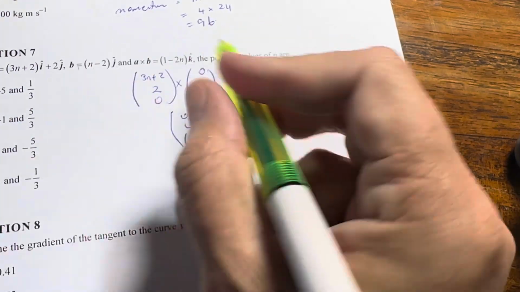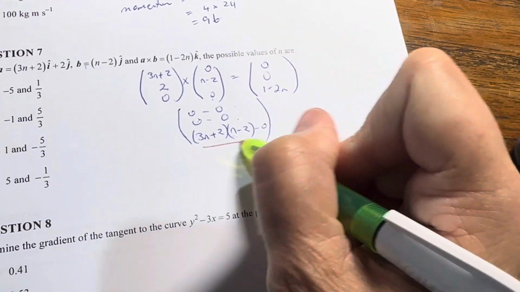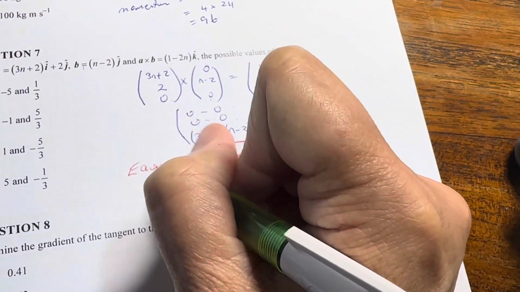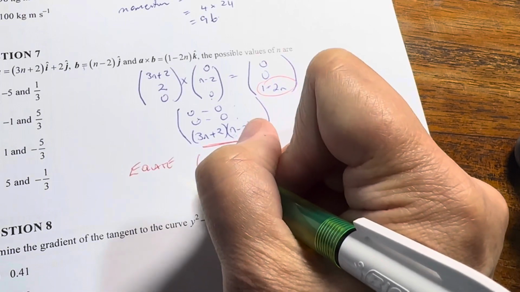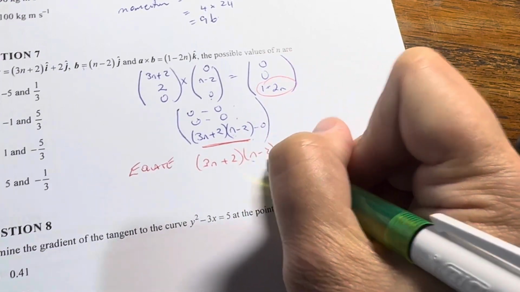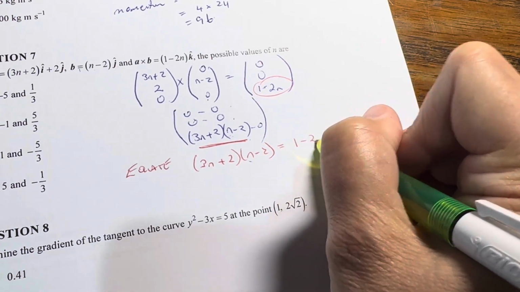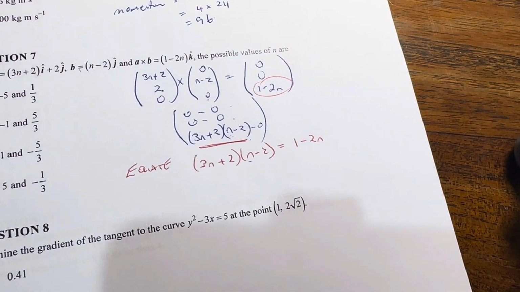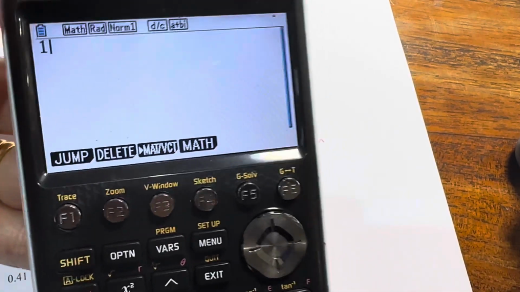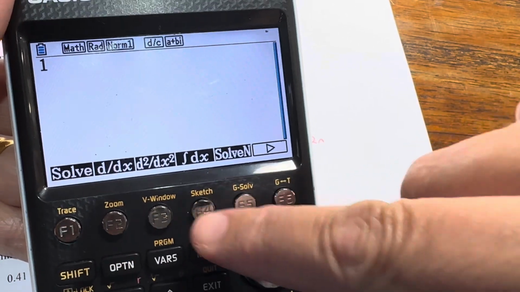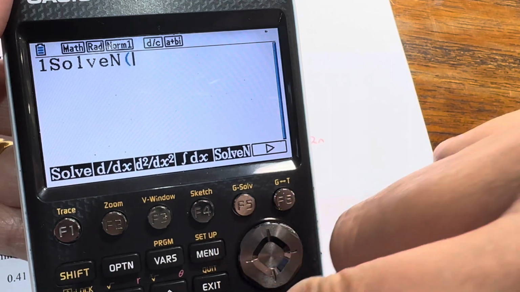We then equate. We know this is our k and we know it's got to equal that. So we're going to equate 3n plus 2, n take 2 equals 1 take 2n. Okay, we could solve that. That's going to be a quadratic. This is tech active though, so let's go to our options, calc, solve n.